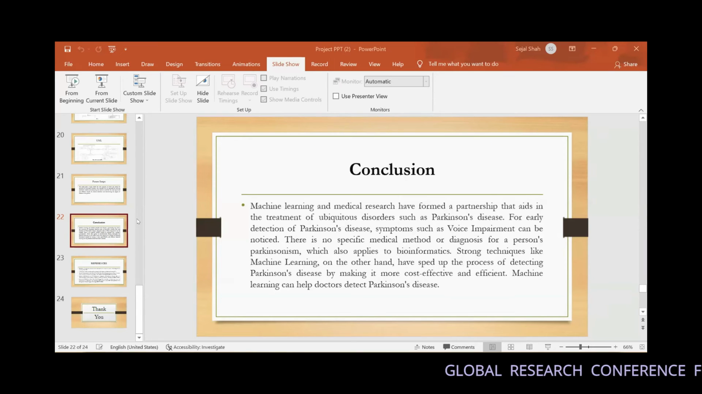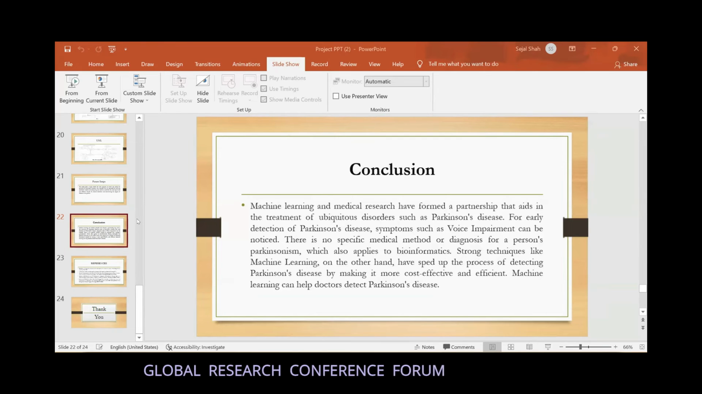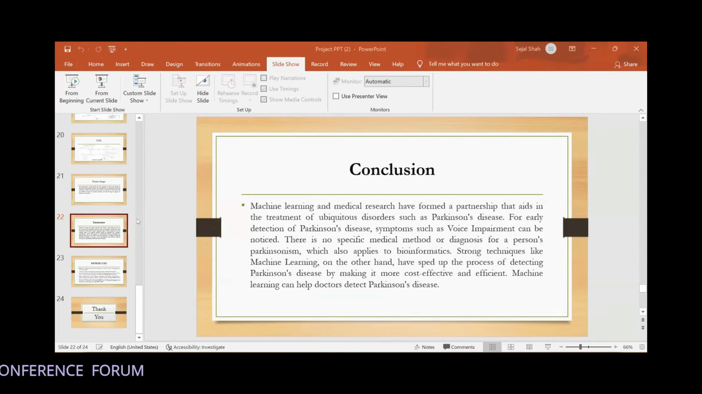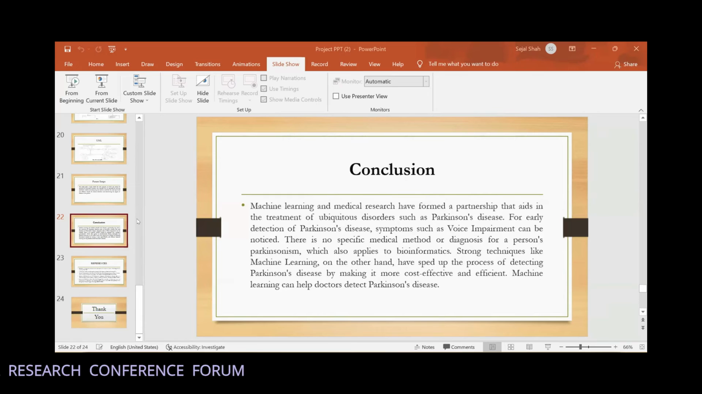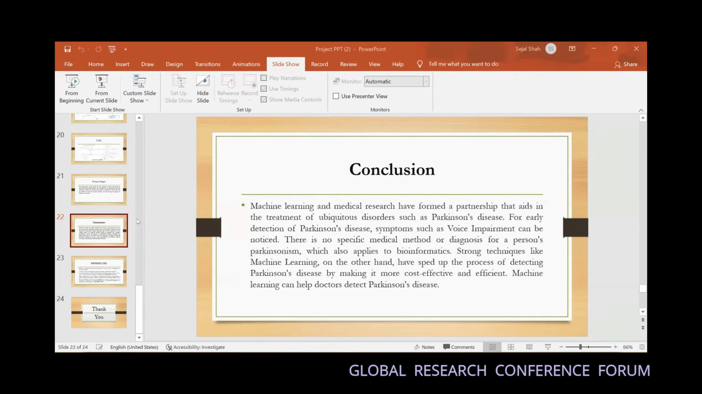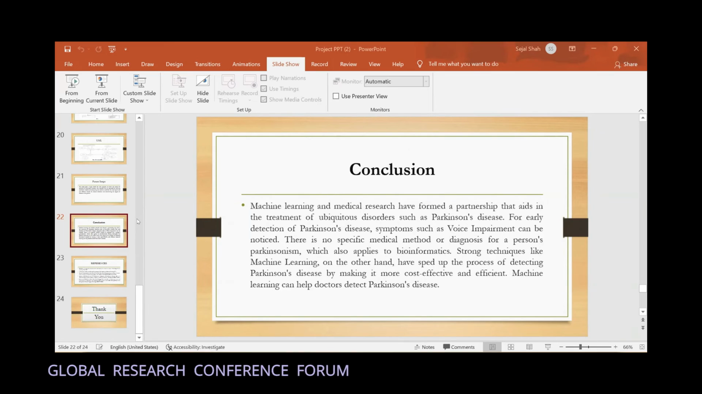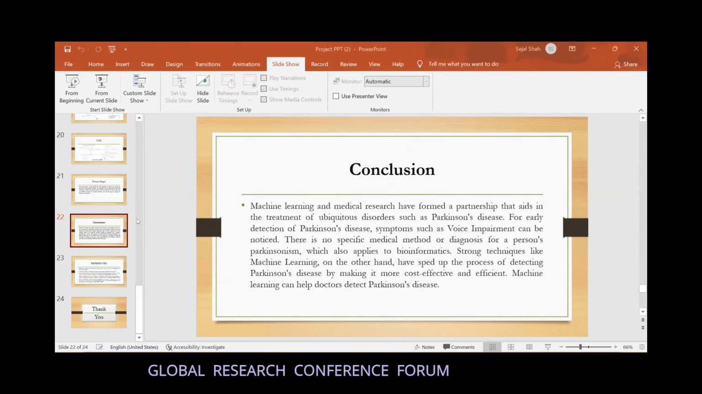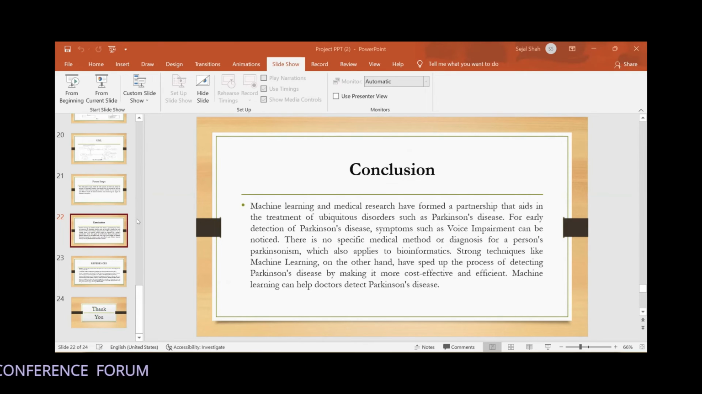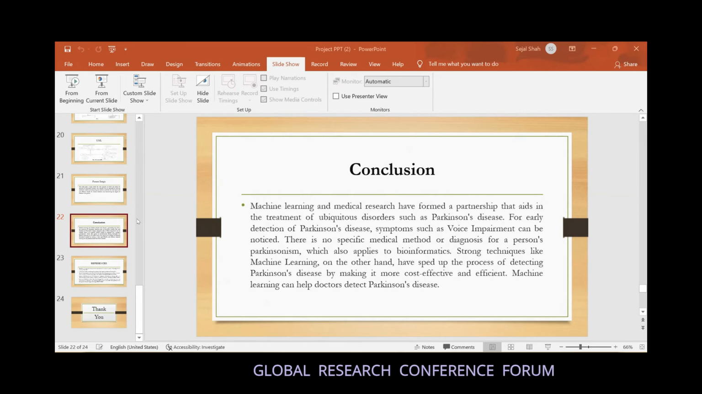Conclusion: machine learning and medical research have found a partnership that aids in the treatment of ubiquitous disorders such as Parkinson's disease. For early detection of Parkinson's disease, symptoms such as voice impairment can be noticed. There is no specific medical method or diagnosis for a person's Parkinsonism, which also applies to bioinformatics. Strong techniques like machine learning, on the other hand, have sped up the process of detecting Parkinson's disease by making it more cost-effective and efficient. Machine learning can help doctors detect Parkinson's disease. Thank you.